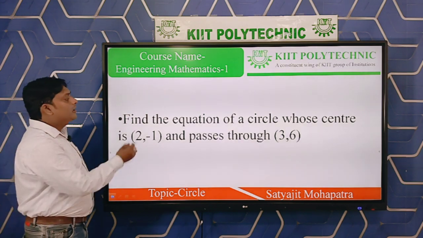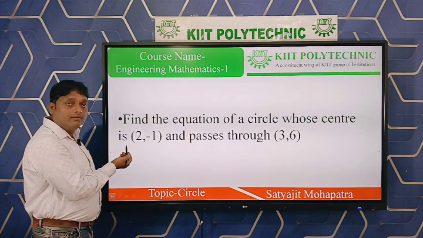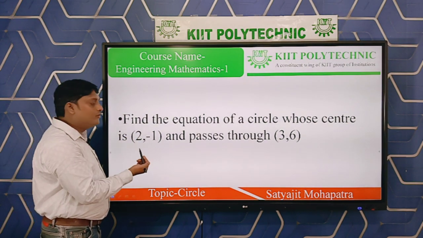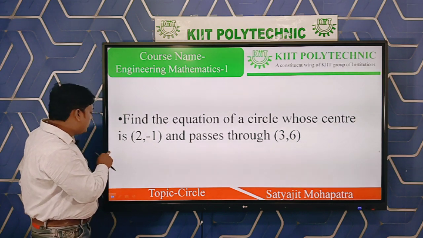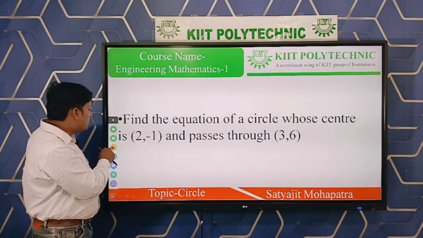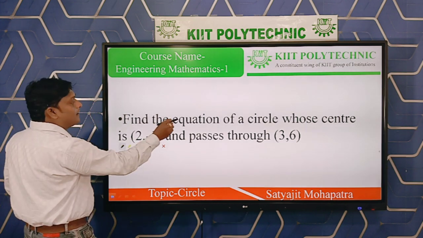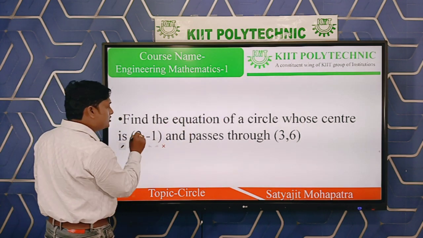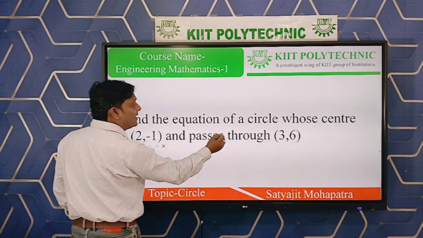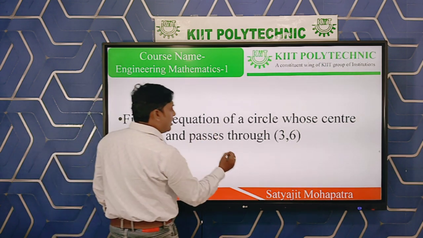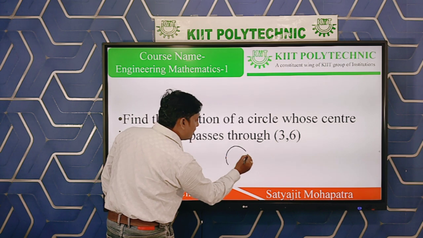All of you see, you first have to draw the figure, then everything will come to you clearly. Here we are going to draw the circle first. How to draw it here? Find the equation of a circle whose center is given and which passes through a given point. Suppose this one is the circle.